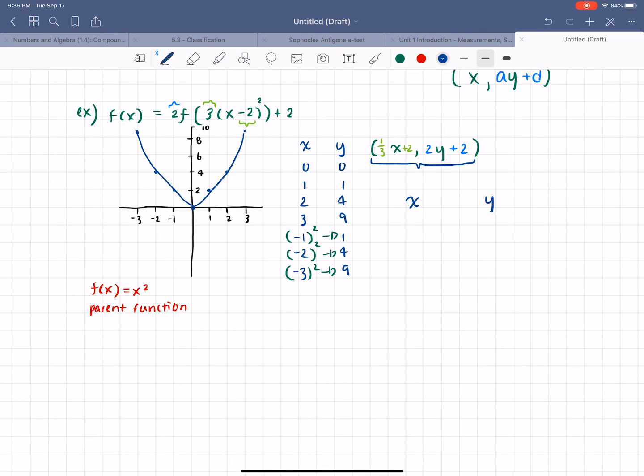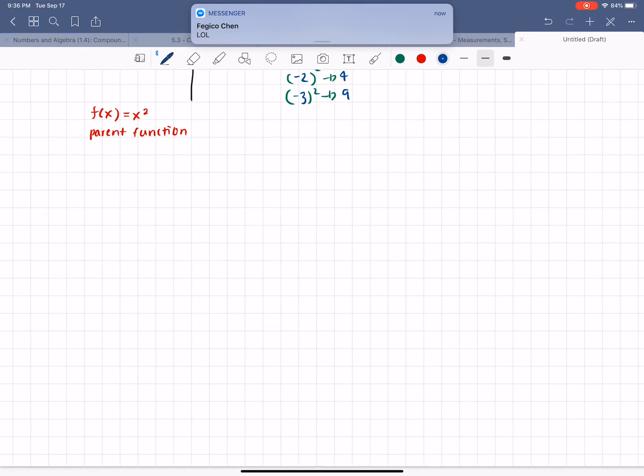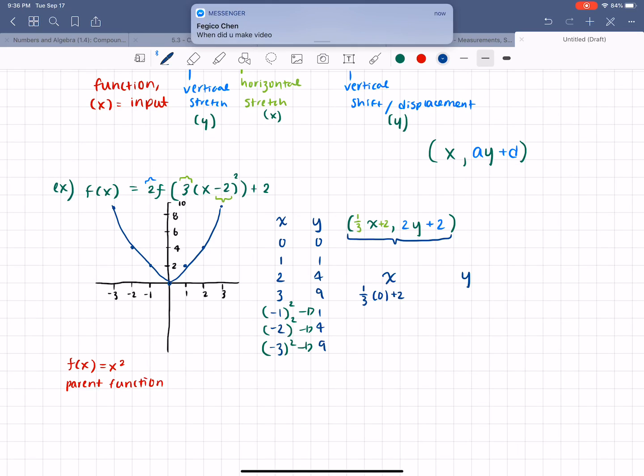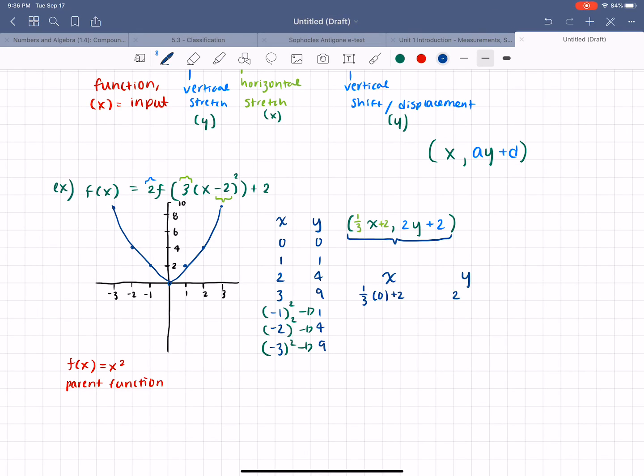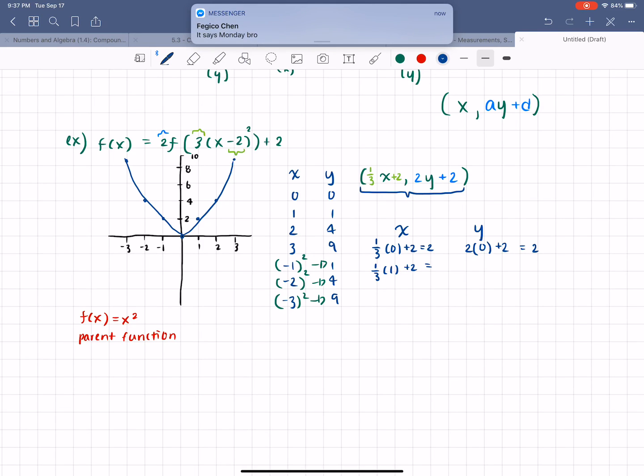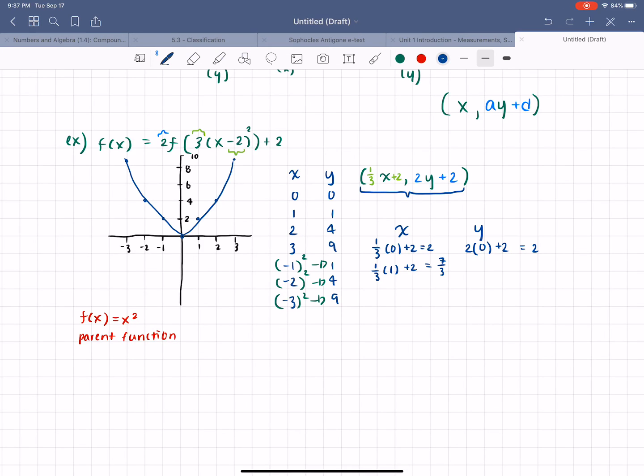So x and y. First one, we have x equals 0, but we transform x equals 0 by our x parameters. So 1/3 times 0 plus 2. And for our y, we do the same thing: 2 times 0 plus 2. Okay? And obviously, this just equals 2. For our 1, we do the same thing. 1/3 times 1 plus 2 equals, I believe, 7/3, if I'm not mistaken.